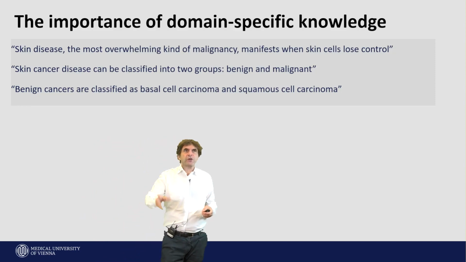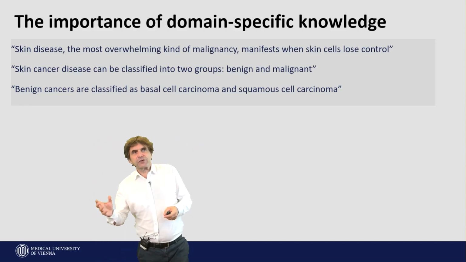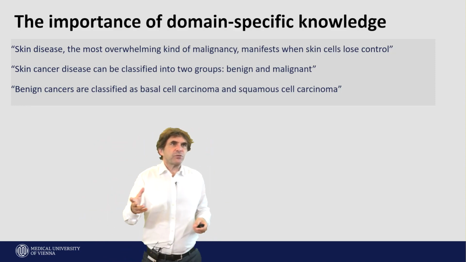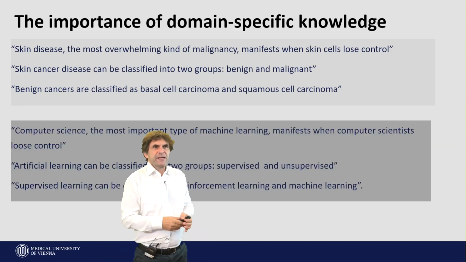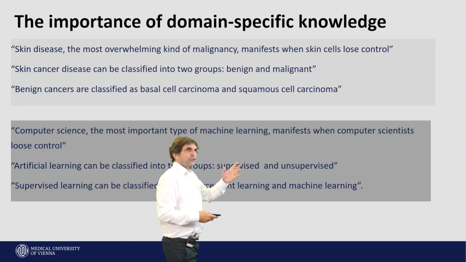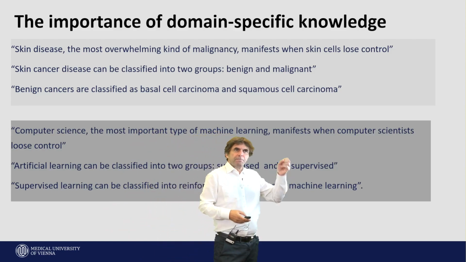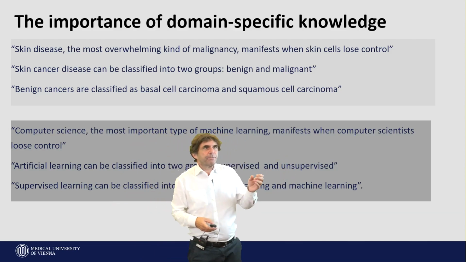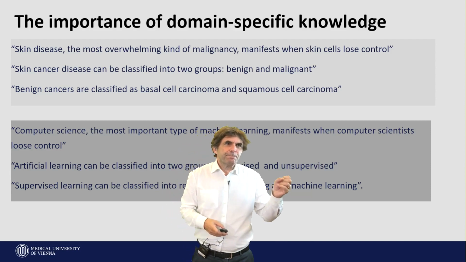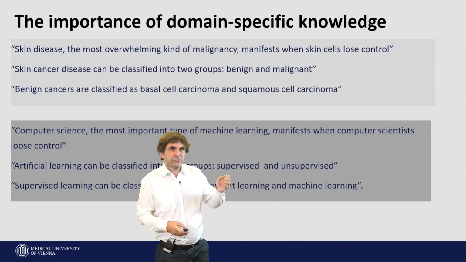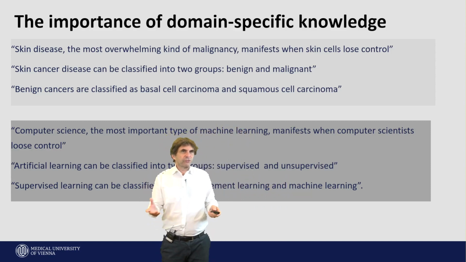Skin disease, the most overwhelming kind of malignancy, manifests when skin cells lose control. Well, this would translate into your language to a sentence like, computer science, the most important type of machine learning, manifests when computer scientists lose control. Now, this is of course nonsense.